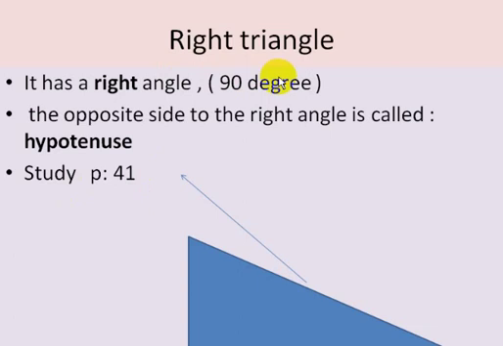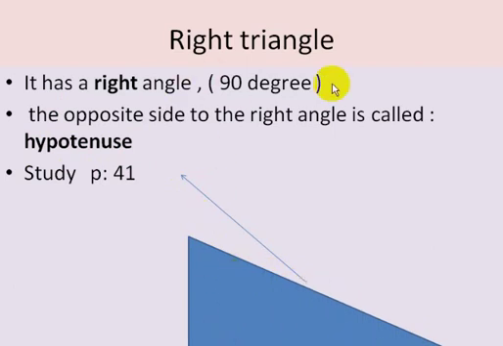Now the third type is the right triangle. Right triangle means it has a right angle here. So we have a right angle, which is equal to 90 degrees. The opposite side of the right angle, this one, is opposite to 90 degrees. It's called the hypotenuse. The hypotenuse is the side that's opposite to the right angle.